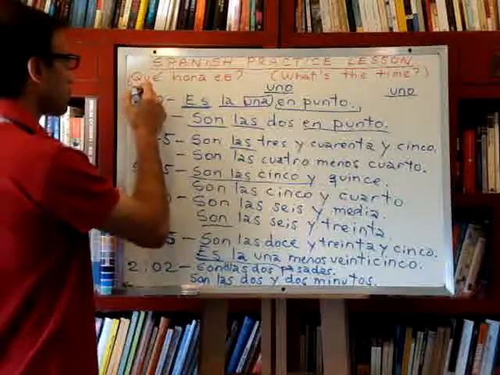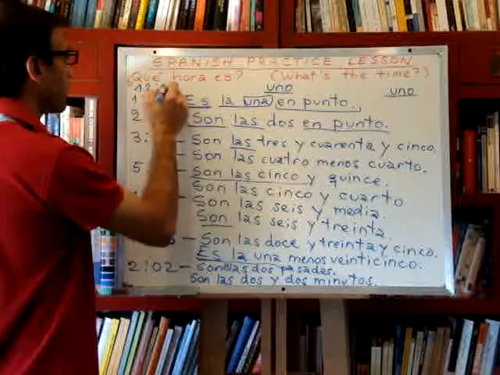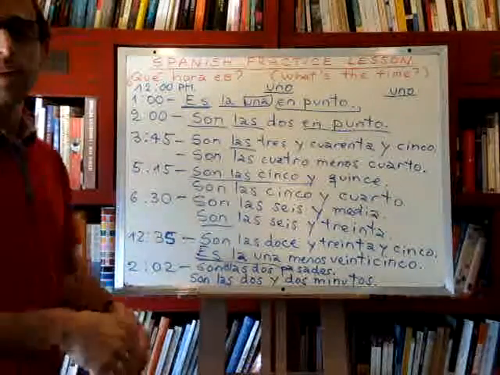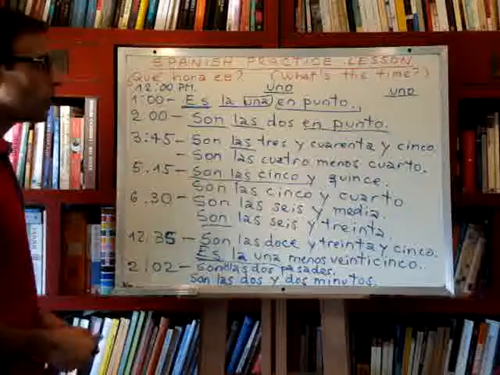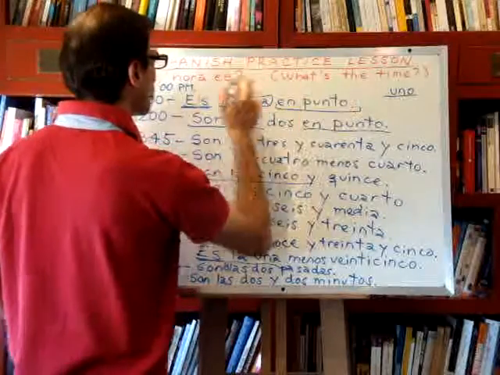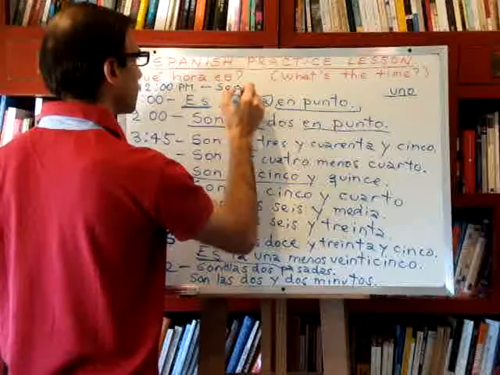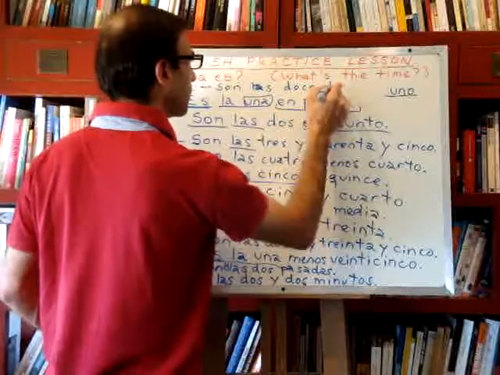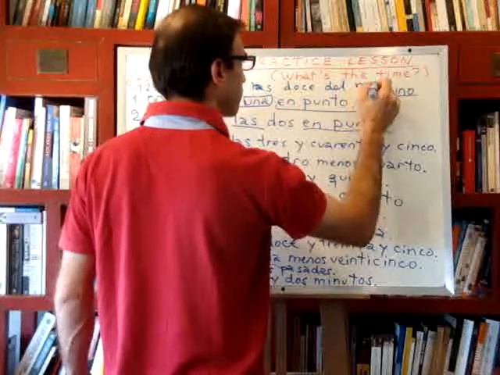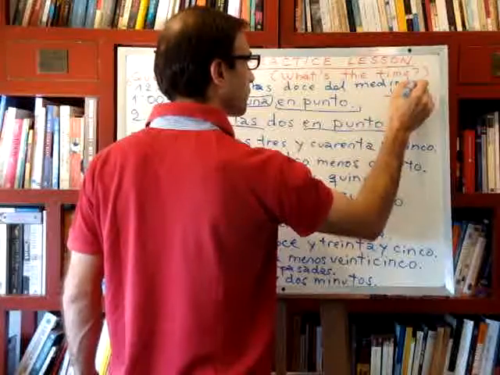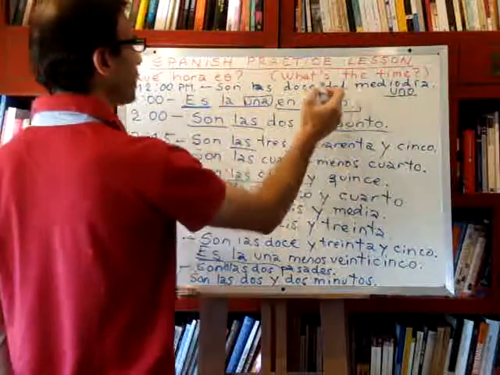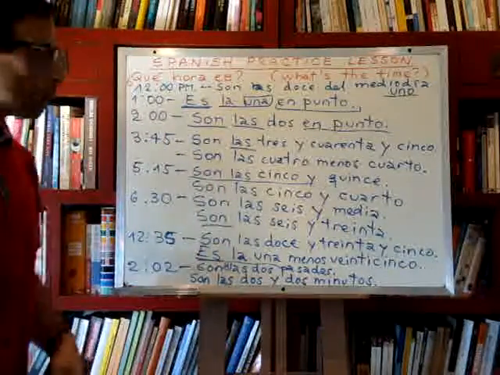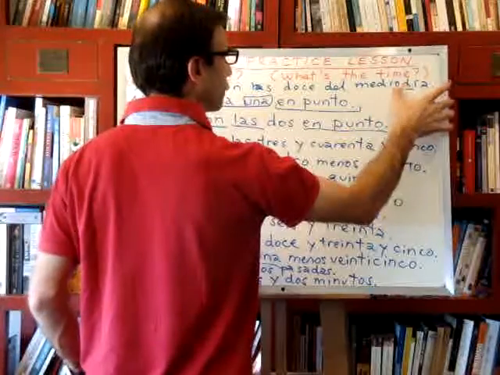Okay, one more thing I want to show you. If it is 12 p.m., we can say in Spanish, simply son las 12 en punto, right? This is 12 o'clock. Or son las 12 del mediodía, okay? It is 12 of noon, right? Or 12 o'clock noon. Son las 12 del mediodía.